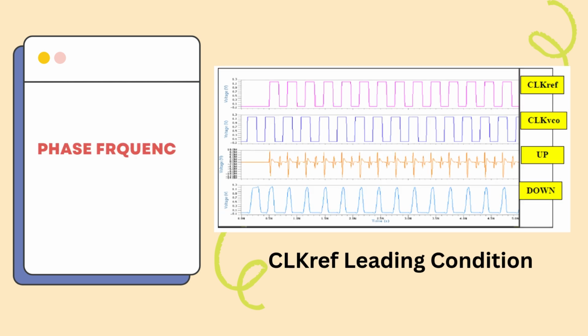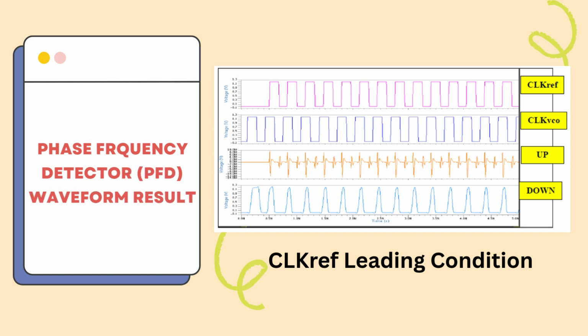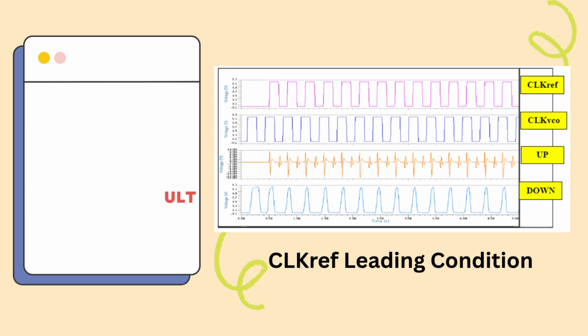Now, let's look at what happens in our HSPFD when the reference clock is ahead of the VCO clock. As designed, the PFD responds by generating a series of positive pulses on the up output. You'll see these up pulses appear every time the reference clock's rising edge occurs before the VCO clock's rising edge. Crucially, the pulse width is directly proportional to this phase difference. Simultaneously, the down output remains completely inactive, confirming the circuit correctly identifies that the reference clock is leading.